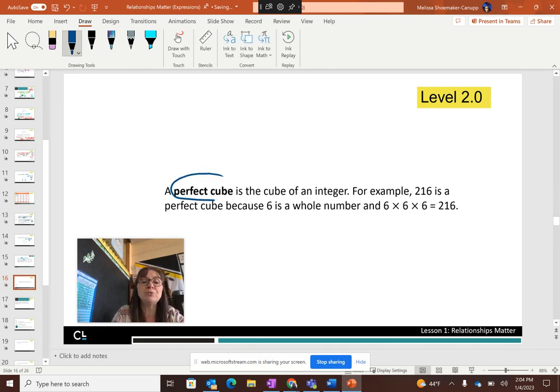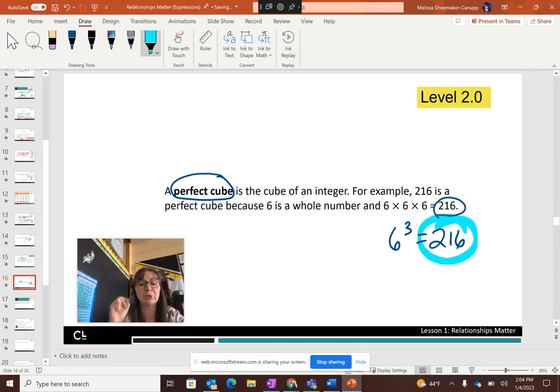A perfect cube, just like a perfect square, is going to be the answer. So I know 6 cubed is 216. So 216 is a perfect cube. Okay, and you'll work more with those as you get older.